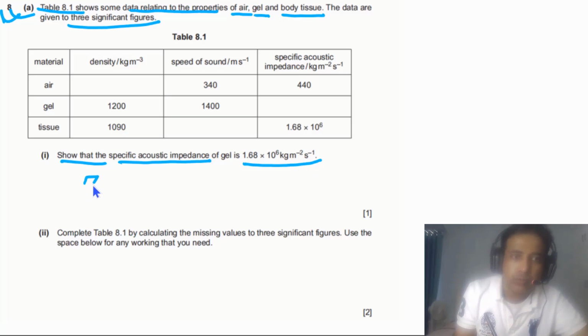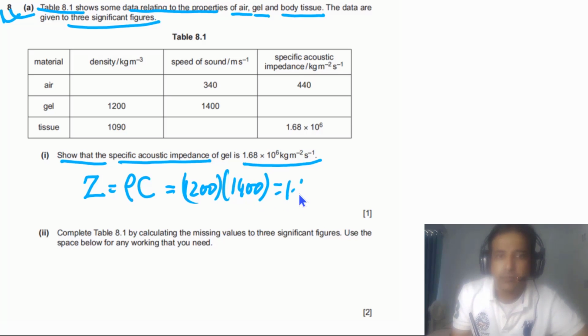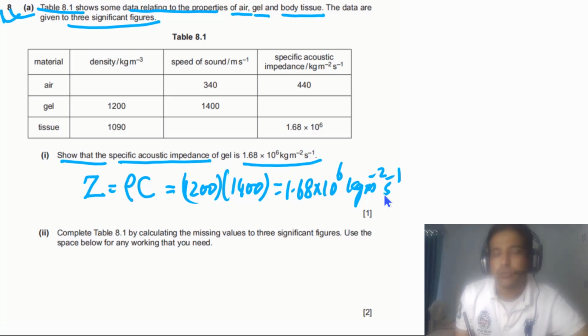Acoustic impedance, we use the letter Z, and this is the product of the density of the medium times the speed of ultrasound in that medium. In this case, we are talking about gel. Density of gel is 1200 and the speed of sound in gel is 1400. If we multiply these, we will get 1.68 times 10 to 6 kg per meter square per second. So this is the answer.